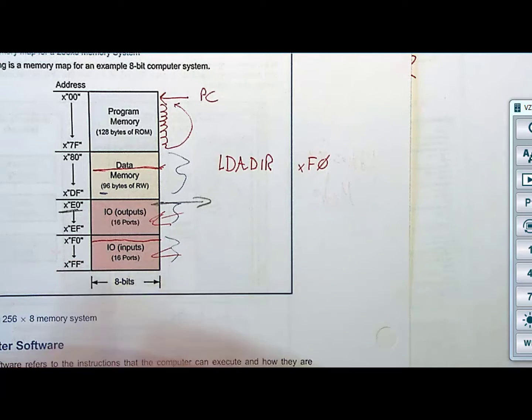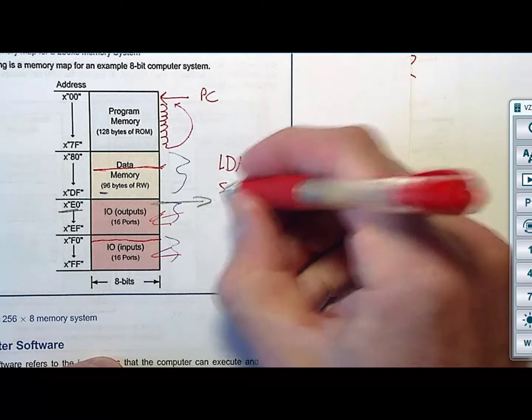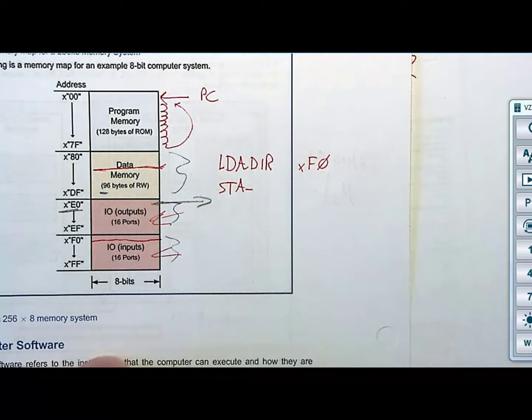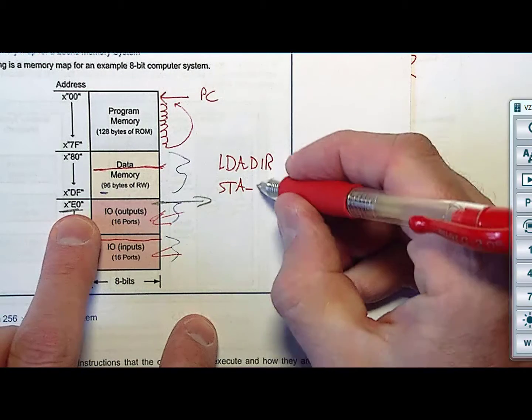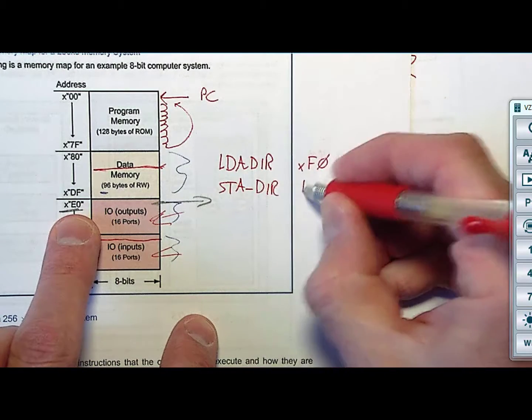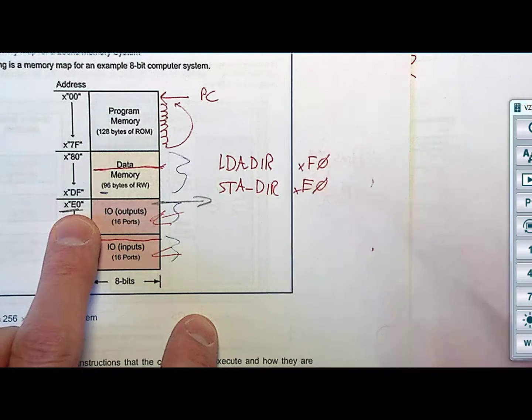Now I got it, and what's on that port? I don't know, it could be switches, okay? It could be buttons, it could be a connector where information is coming from the outside world. But for a computer, we don't care, it's just an address. We know information is coming in. What if I then did store A to an output port? Well, I could store that to E0, so I could say store A direct to E0, okay?